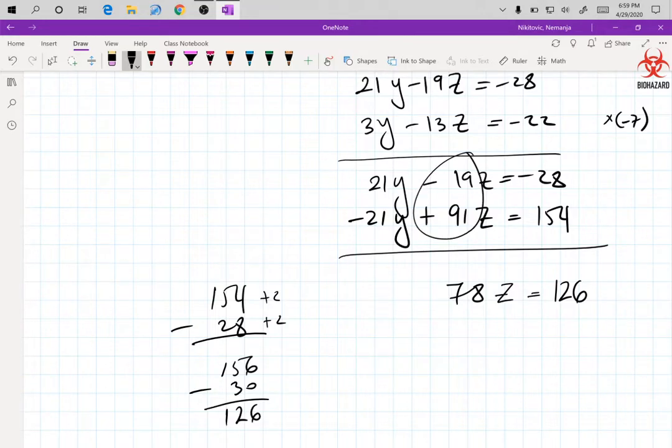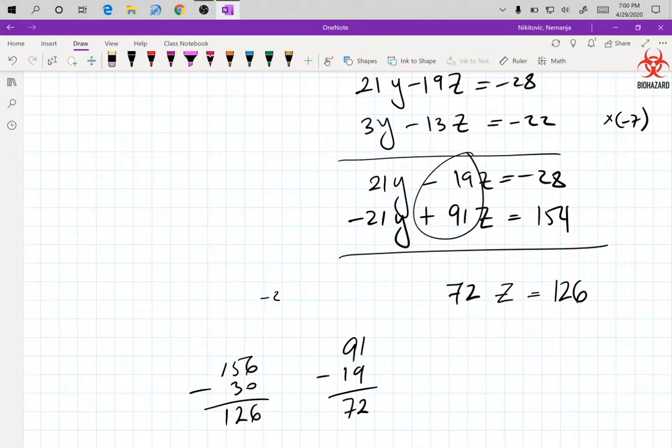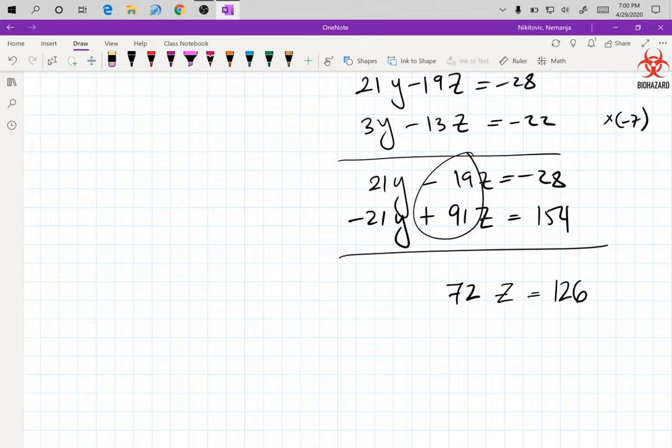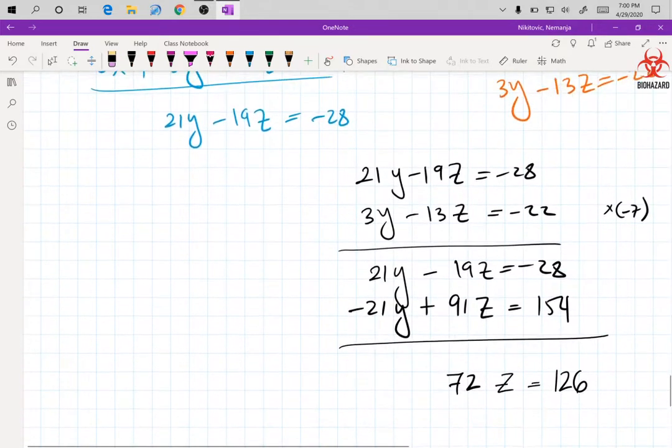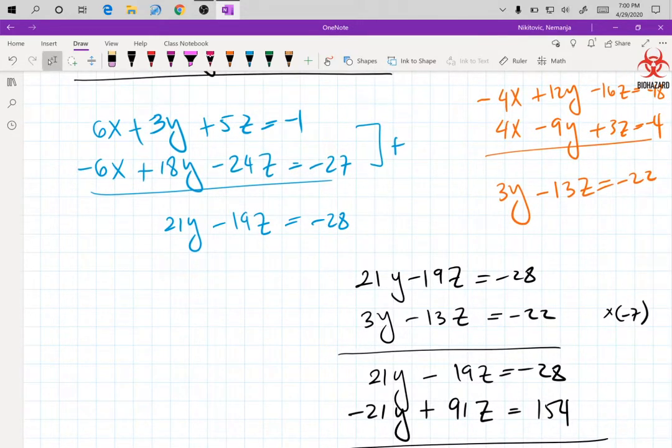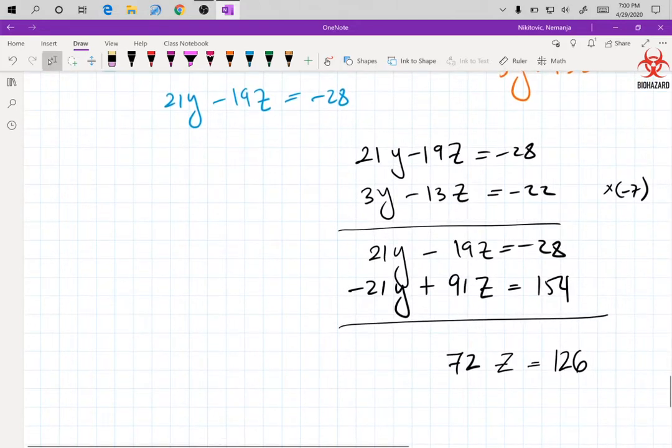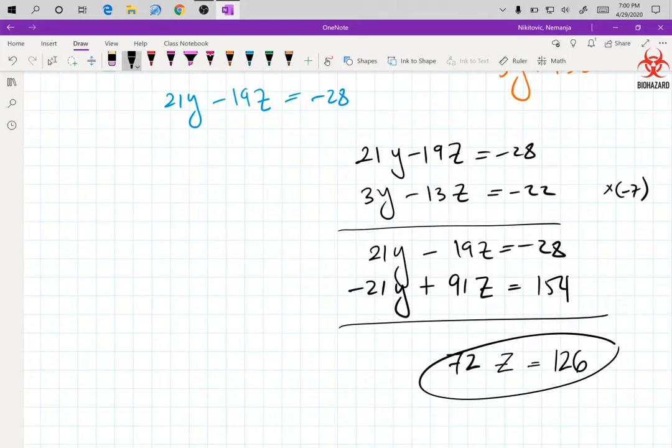Apparently I can't subtract here. That's 91 minus 19. That's a 2. That's a 7. 72. Apparently I can't subtract. It's an indication that I should end my day. Something else is wrong. There is a mistake somewhere, because I know that the solution is supposed to be z equals 1. This is not going to give me z equals 1.